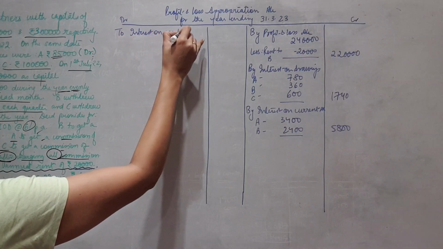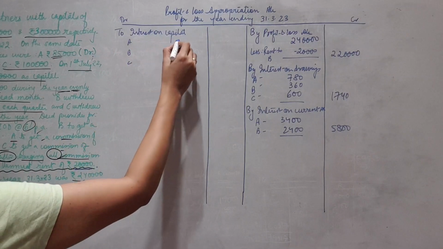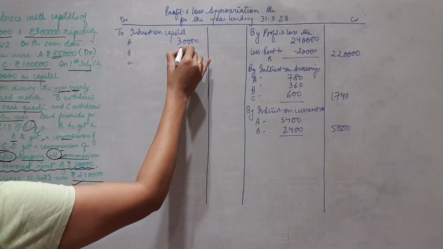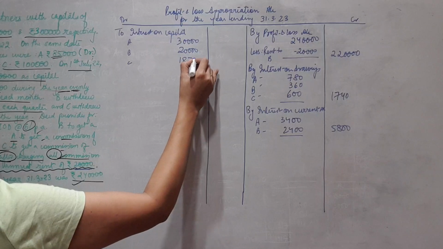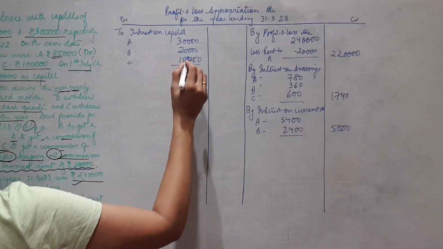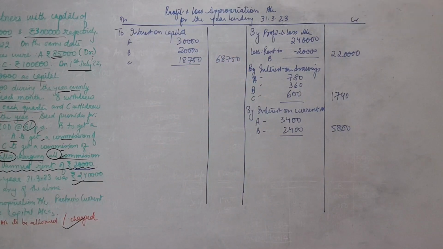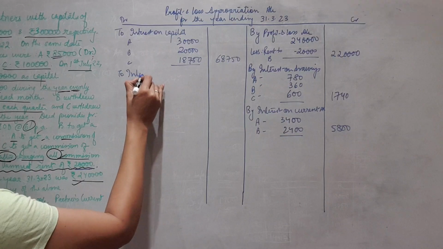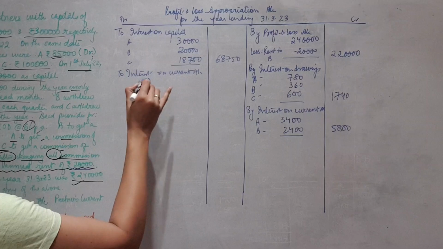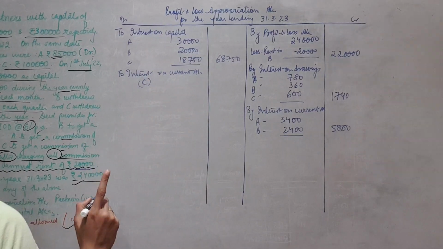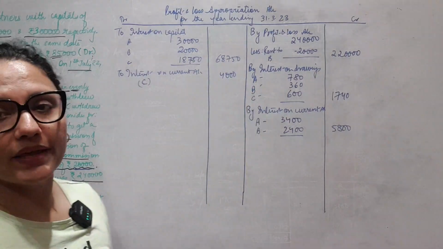Interest on capital, A, B and C. A's we calculated as 30,000. B was getting 20,000 and 18,750 to C. So 68,750 was your interest on capital. Then interest on current account. This is for C. C was getting 4,000. Okay, I hope everything is clear till here.